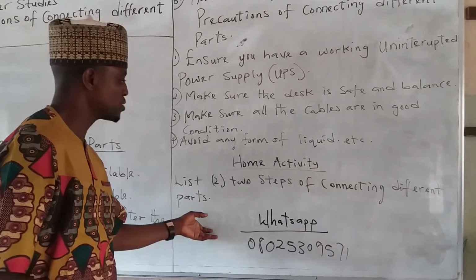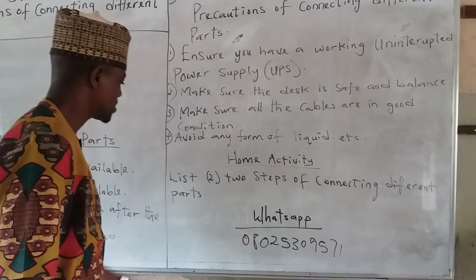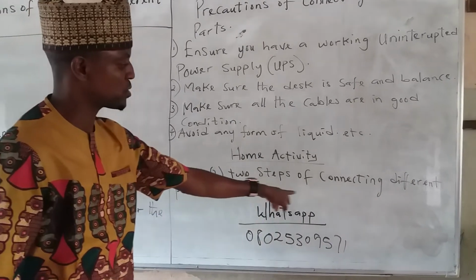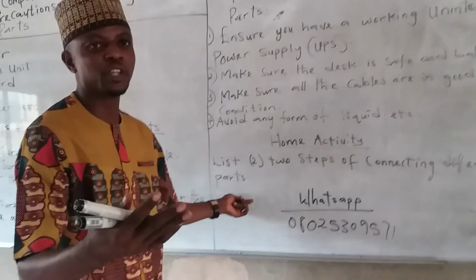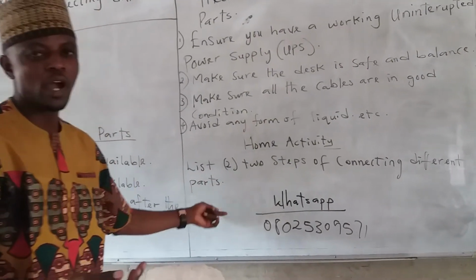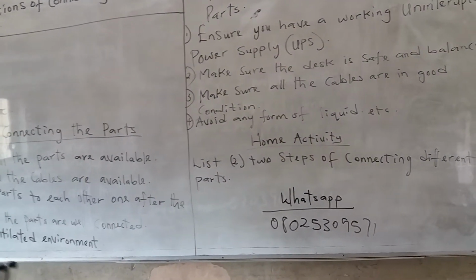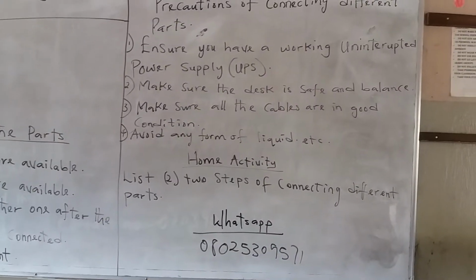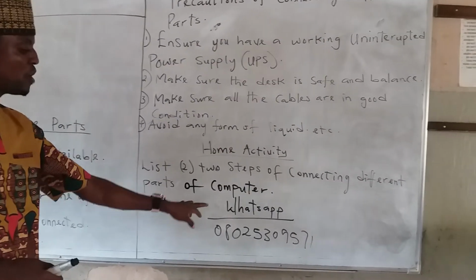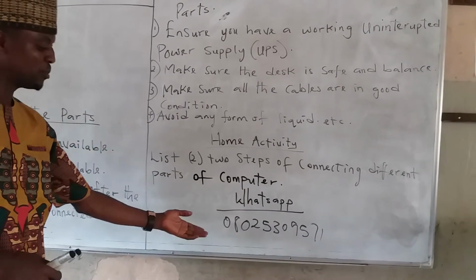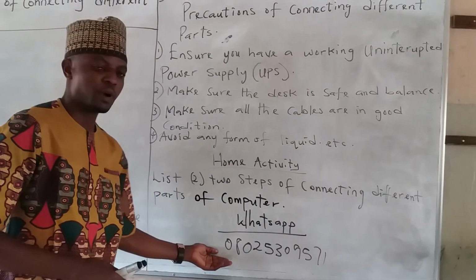Then before we round it up, let's look at the home activity. We are expected to list two steps of connecting different parts of the computer. I'll be seeing responses from some of you while I'm still waiting for others to respond, okay? Then I'll be waiting for your response on my WhatsApp number.